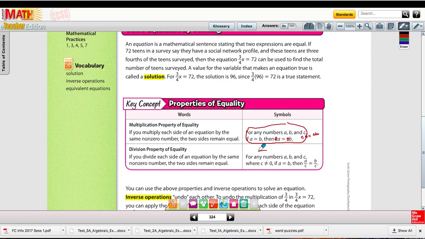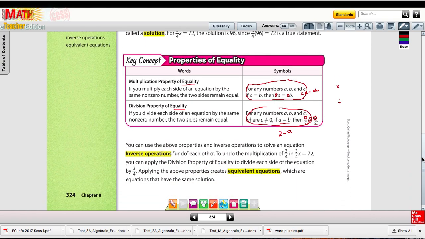Also, for any numbers a, b, and c where c is not equal to 0, if a is equal to b, let's say for instance 2 is equal to 2, then if you take that same a and b value and divide by c, you're going to get the same answer. So it's the division property of equality and the multiplication property of equality. You can multiply or divide by any number you want as long as you do it to both sides of the equal sign. And that's going to help us out when we're solving equations.